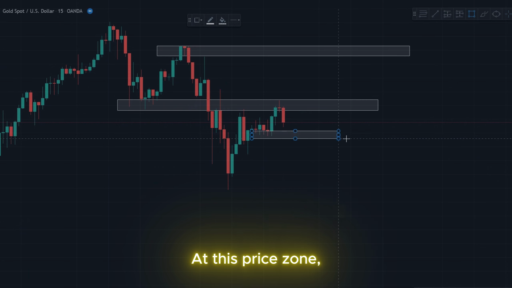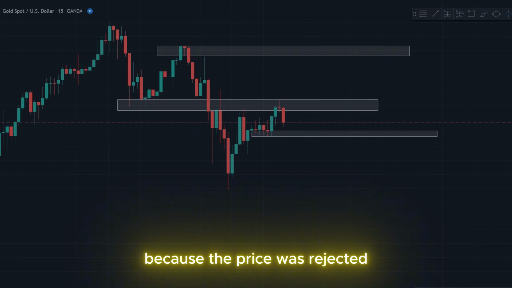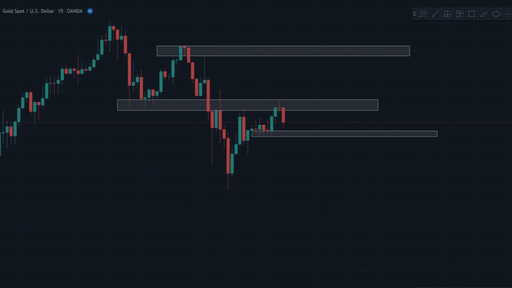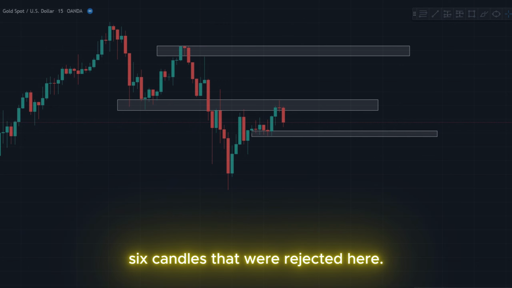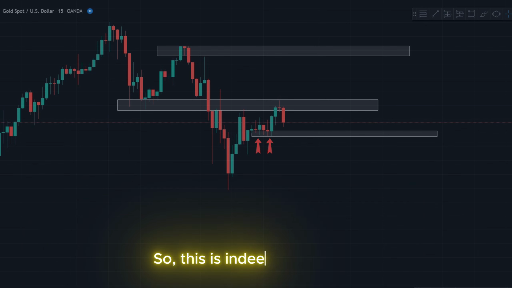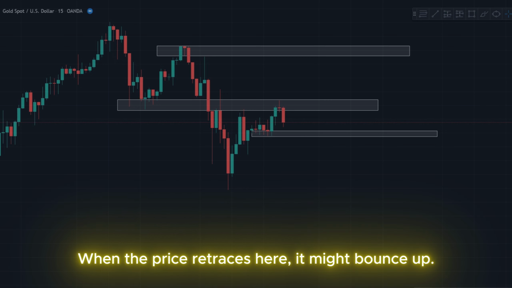At this price zone, a key level appears, because the price was rejected. At this price zone, there are a total of 6 candles that were rejected here. The candle wicks reacted to this price zone. So, this is indeed a key level. When the price retraces here, it might bounce up.